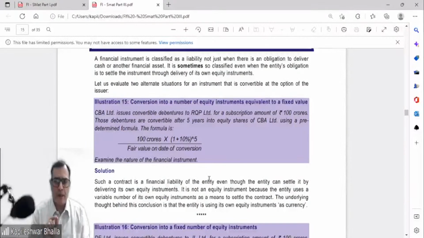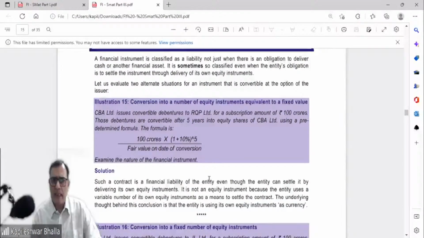CBA issues convertible debentures for a subscription of 100 crores. Those debentures are convertible after 5 years into equity shares using a predetermined formula. Mind it, it's not a predetermined number, because many a time we are very fast at reading the question and we say, okay, predetermined. We were told in the class that if it is predetermined, then it is supposed to be an equity instrument. But it's a predetermined formula, not a predetermined number, so we cannot say that it's a fixed number.